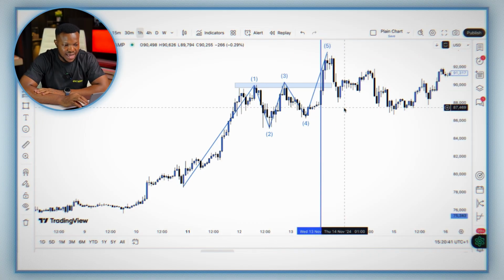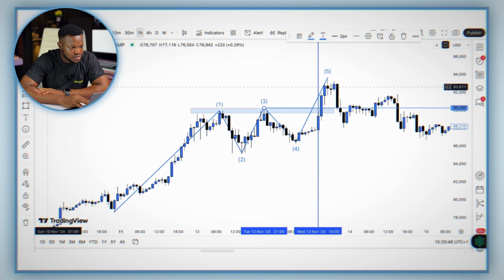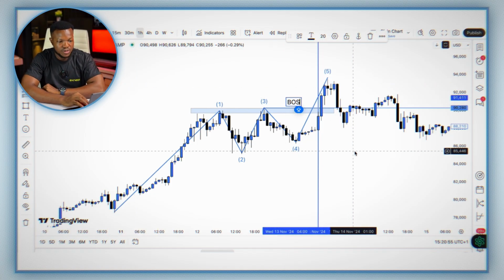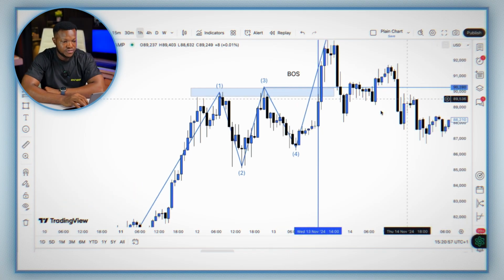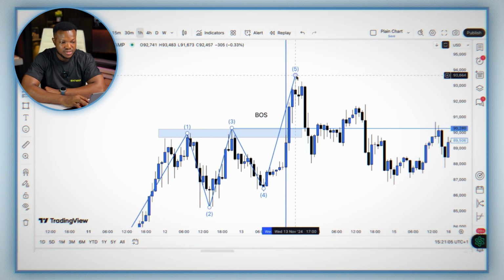So now I want to ask you guys, what we have here, is it a change of character or a break of structure? What do we have here? For those of you who put break of structure, you're very correct. Why? Because price was maintaining the structure of an uptrend. We had higher highs here, so we had higher lows right here. We had higher lows here and price rallied all the way to this particular level.